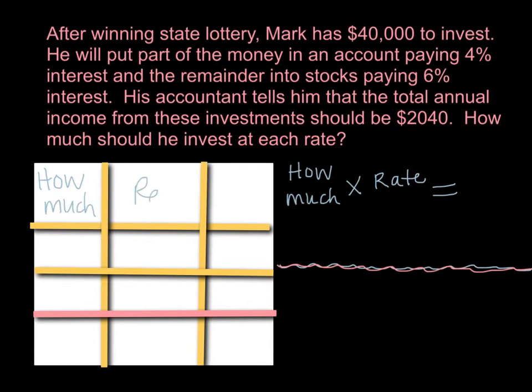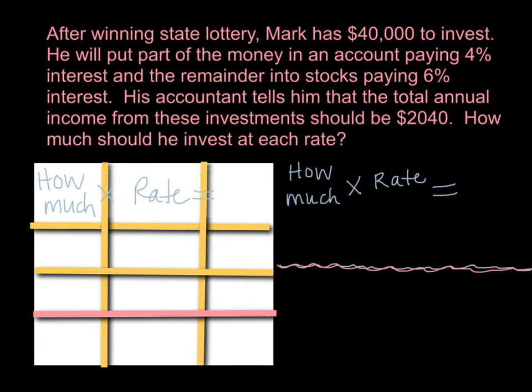This column is our rate, or our percentage, and we've got our times and our equals. We're not worrying about the plus, we're not worrying about any of that yet. This row right here represents my first account. So let's look at my first account. All it says up here is he's going to put part of the money in an account paying 4%.